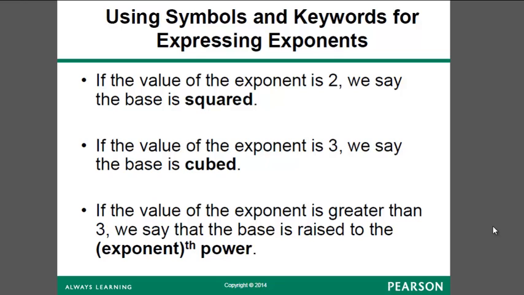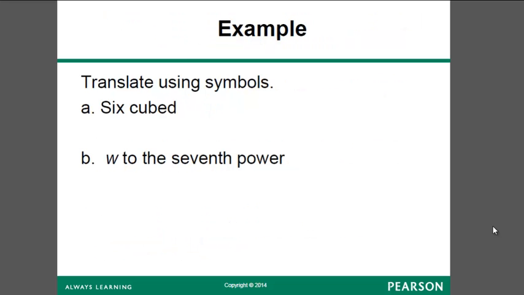These are going to be extremely important when we are translating from the English language into the symbols, like we've been doing with everything else. Look at these 2 examples. Translate using symbols. 6 cubed. W to the 7th power.